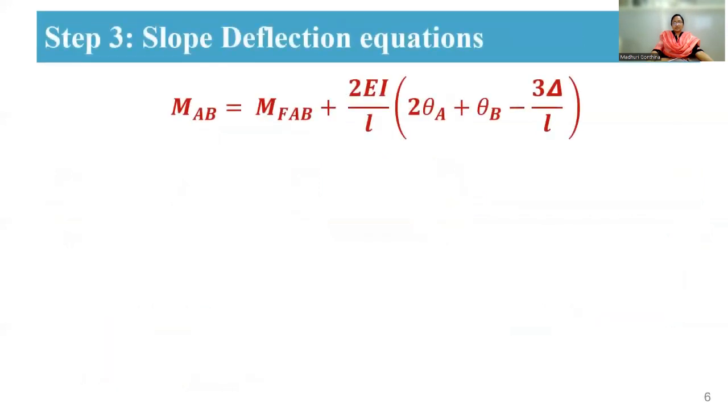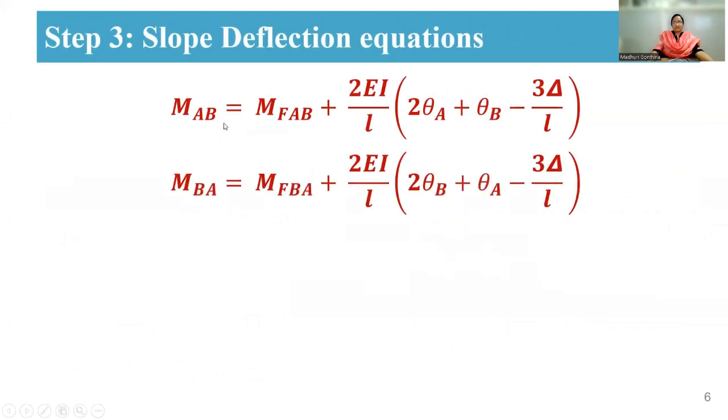Now coming to your next step, that is slope deflection equations. So coming to this slope deflection equation, these are the generalized equations for MAB and MBA. So MFAB is nothing but fixed end moments due to the external load. And this 2EI by L into 2 theta A plus theta B is nothing but your moment that is developed due to rotation. And this minus 6EI delta by L square is the moment that is developed due to the settlement. So together we are having the complete equation.